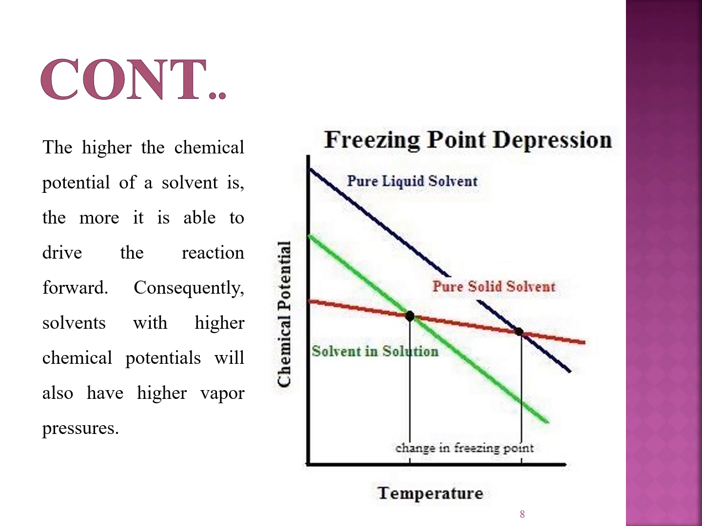The higher the chemical potential of a solvent is, the more it is able to drive the reaction forward. Consequently, solvents with higher chemical potential will always have higher vapor pressures. Freezing point is reached when the chemical potential of the pure liquid solvent reaches that of the pure solid solvent. Again, since we are dealing with mixtures with decreasing chemical potential, we expect the freezing point to change. Unlike the boiling point, the chemical potential of the impure solvent requires a colder temperature for it to reach the chemical potential of a solid pure solvent. Therefore, a freezing point depression is observed.